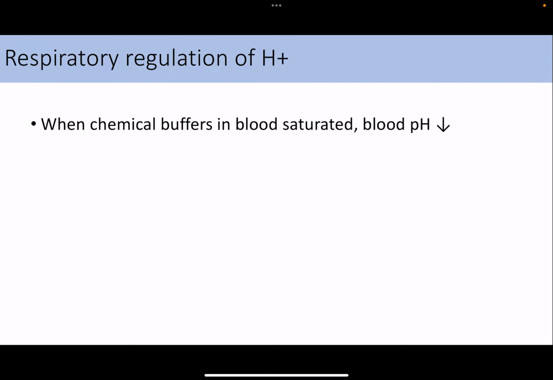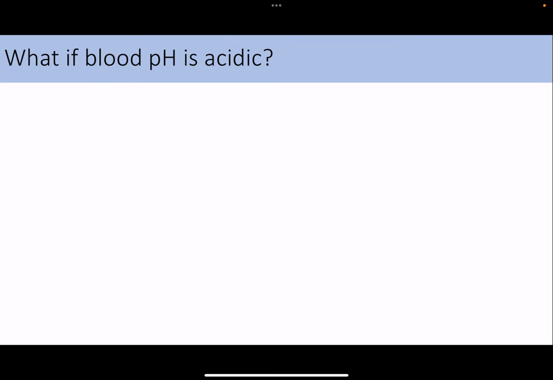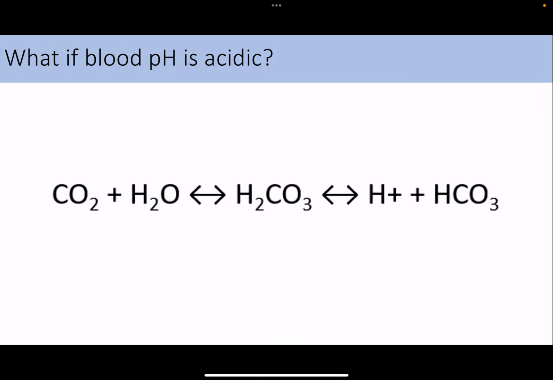So when chemical buffers in the blood are saturated, we've used all the bicarbonate that we can to try to eliminate those hydrogen ions, then the respiratory rates are going to go up to get rid of even more CO2 if the blood is acidic. Why? Okay, so what if blood is acidic? If blood is acidic, it's going to have a pH of less than what? 7.35. Which means that we have too many hydrogen ions.